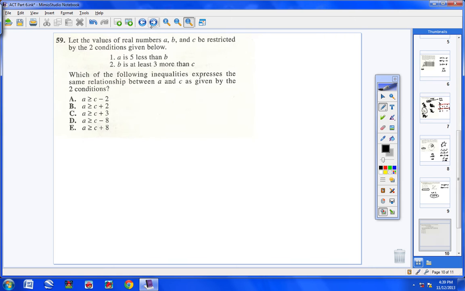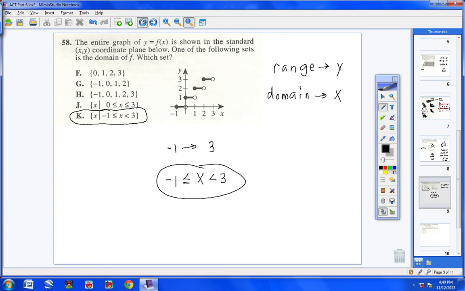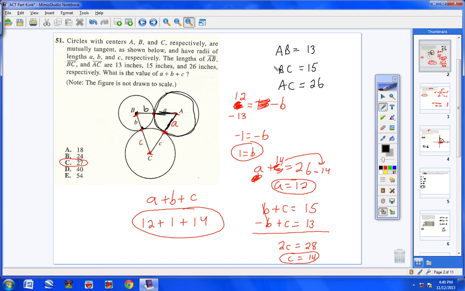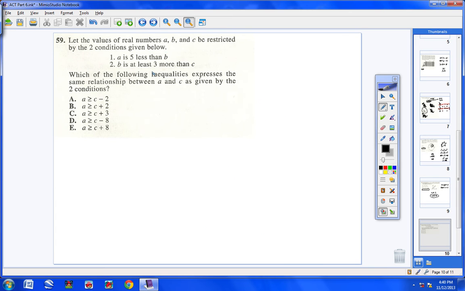Number 59. Okay, let the values of real numbers a, b, and c be restricted by these two conditions right here. Which of the following inequalities expresses the same relationship between A and C as given by the two conditions? Now remember, you can write equations, you can write inequalities, you can make substitutions, etc. So I'm going to do here what I did way back on the very first problem we did. I'm just going to write down what I know and just kind of see what happens. That's the best thing to do in some of these problems.